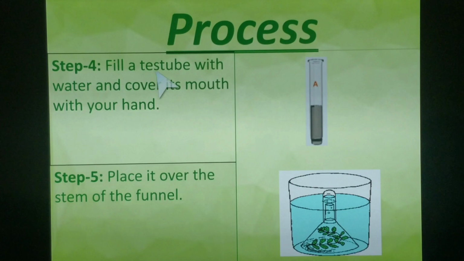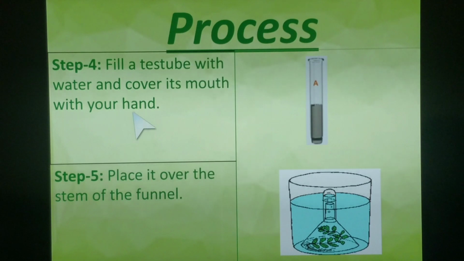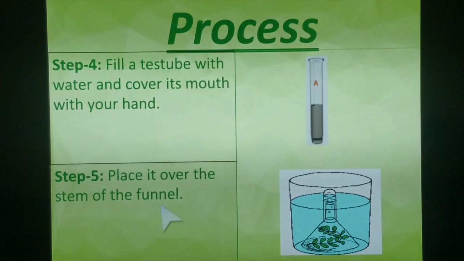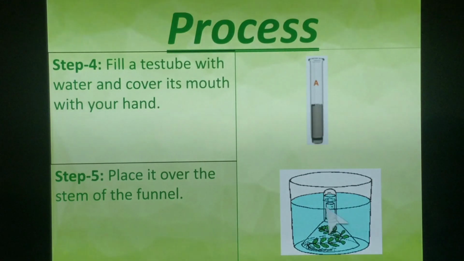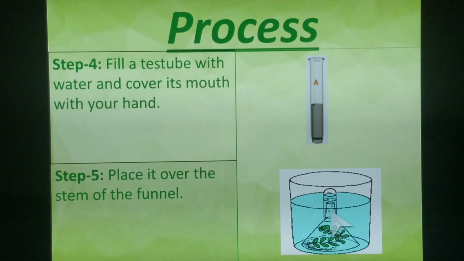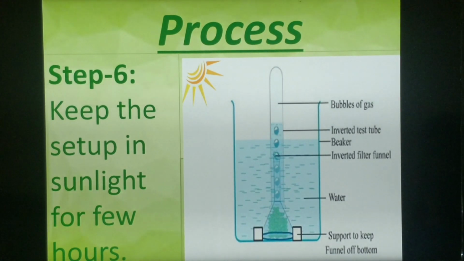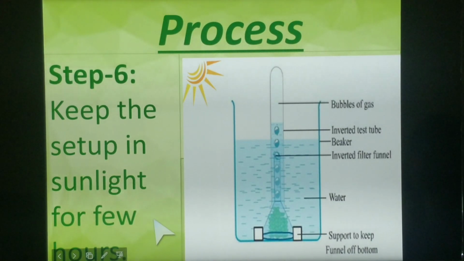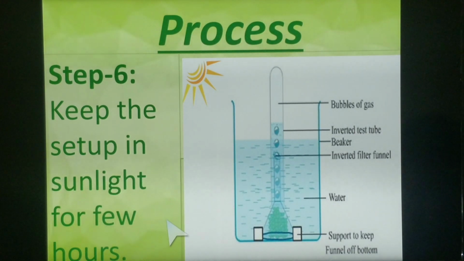Step 4. Fill a test tube with water and cover its mouth with your hand. Step 5. Place it over the stem of the funnel like this. This is the funnel, this is the stem of the funnel, and this is the test tube which has been inverted on top of the stem of the funnel. Step 6. Keep the setup in sunlight for a few hours, say about 4 to 5 hours, and then we will observe certain reactions in it.